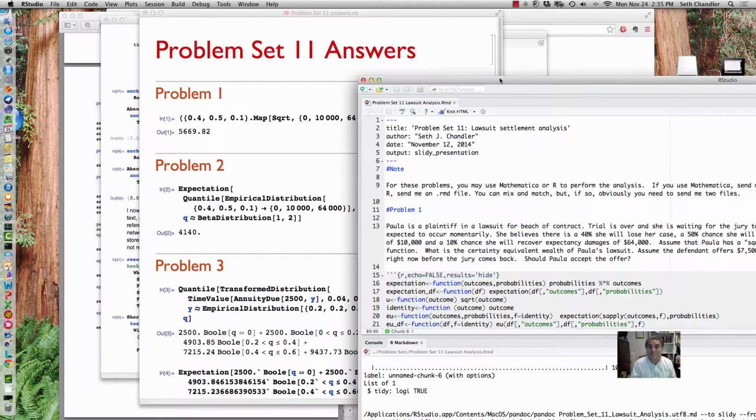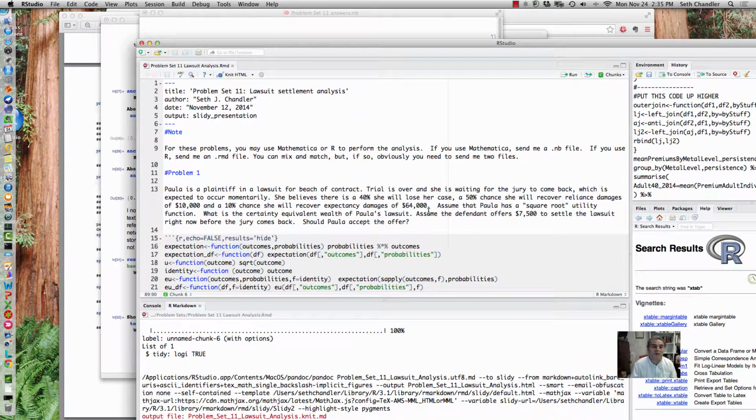Our setup is we've got plaintiff Paula, she's suing for breach of contract. Trial's over, she's waiting for the jury to come back, and there's a 40% chance she's going to lose, or that's what she thinks, and a 50% chance she'll recover $10,000 and a 10% chance she'll recover $64,000. And good old Paula has a square root utility function, and so we're interested in the certainty equivalent wealth of Paula's lawsuit as she perceives it, and also to see whether that certainty equivalent wealth is greater than or less than the $7,500 the defendant just offered to settle the lawsuit. So Paula's got to figure out whether she wants to settle it.